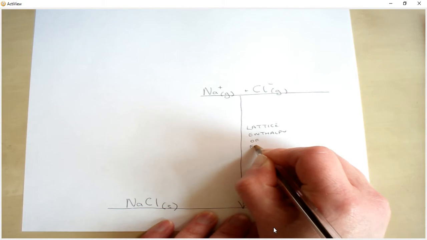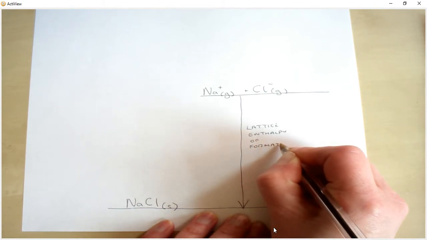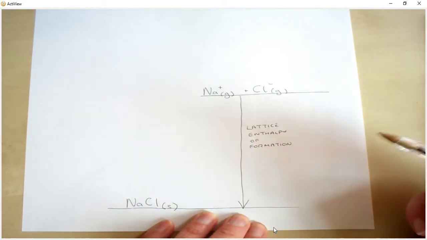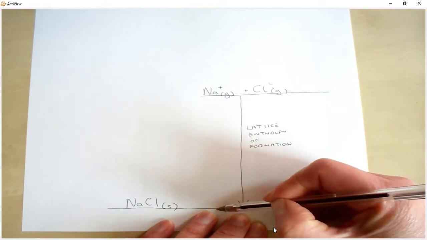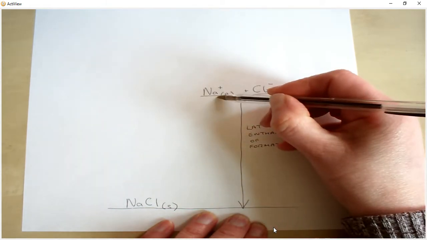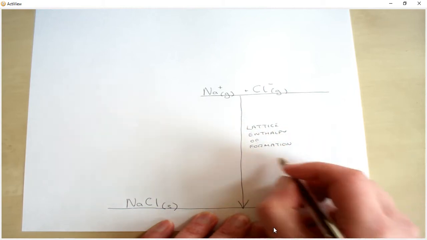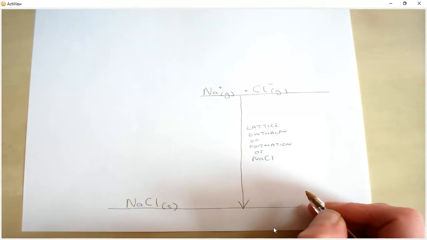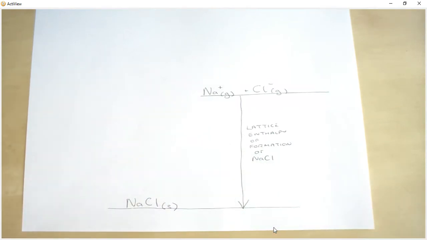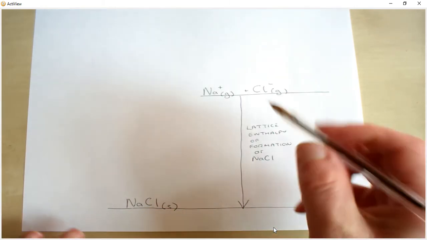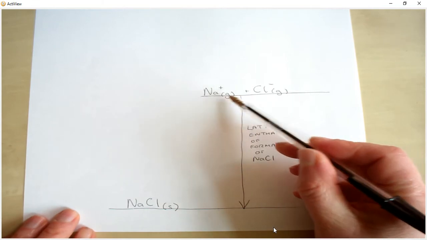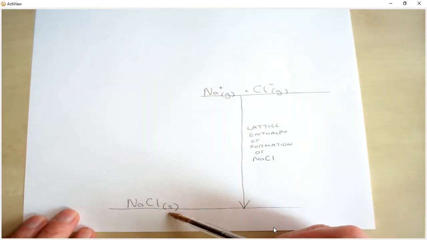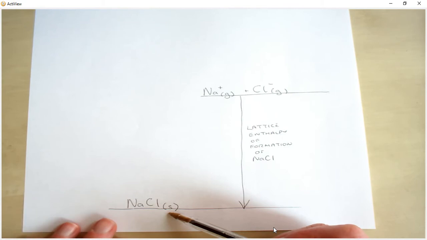of formation. Remember, there's a lattice enthalpy of dissociation as well. If it was a lattice enthalpy of dissociation, it would be going from the NaCl as a solid to the gaseous ions. So the lattice enthalpy of formation of sodium chloride is that. Now, this is like a Haber cycle that we did last year, except it's more complicated. So we're going from the gaseous ions to the ionic solid here. We need to go the other way around.